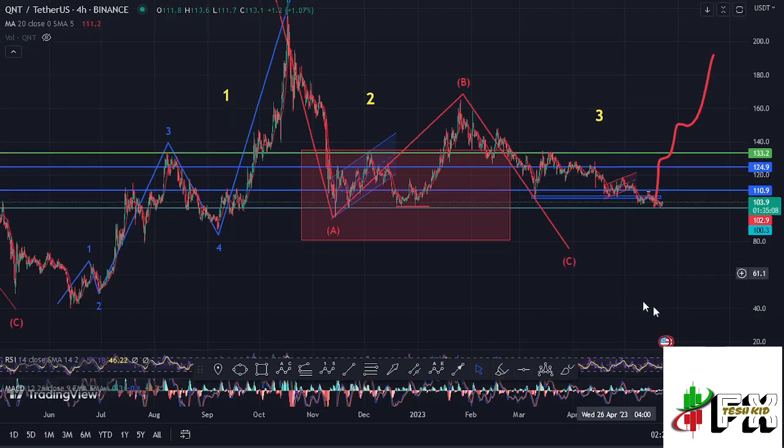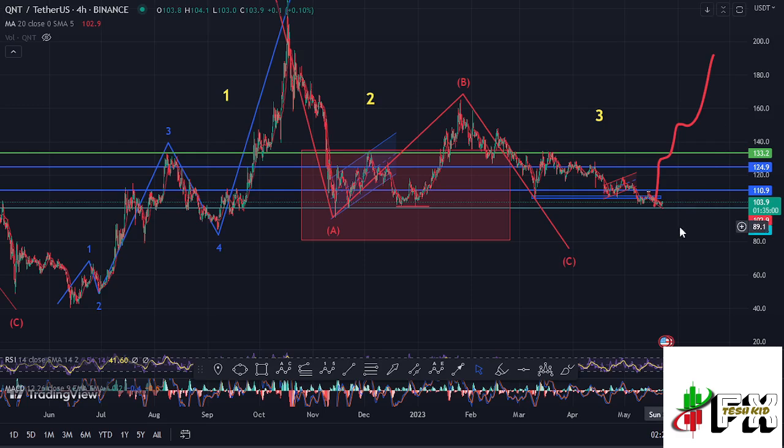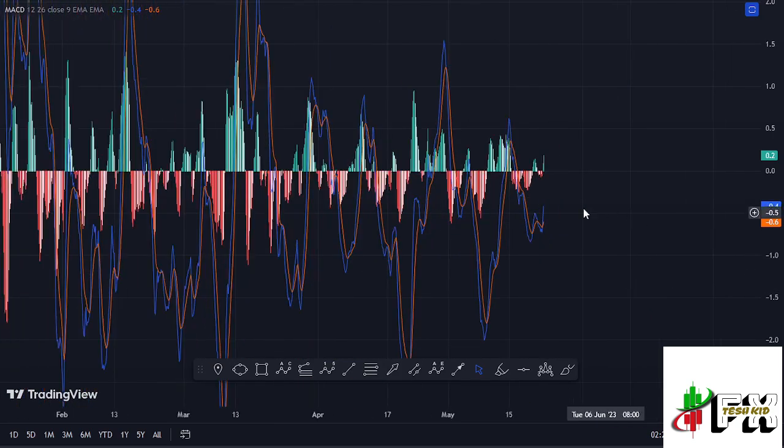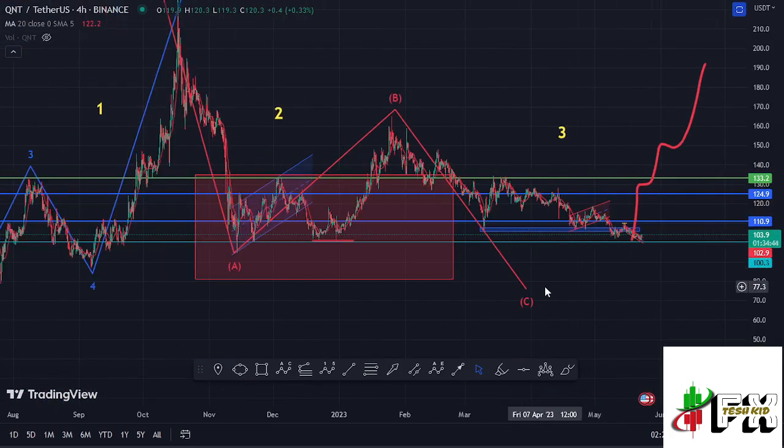Also taking a look at the indicators, on the RSI we are trading at around the 54 mark, meaning we have massive room to support higher prices. Taking a look at the MACD, we have been able to print a bullish cross, fully supporting higher prices. So let's be patient and see how that plays out, and I'll be keeping you updated.